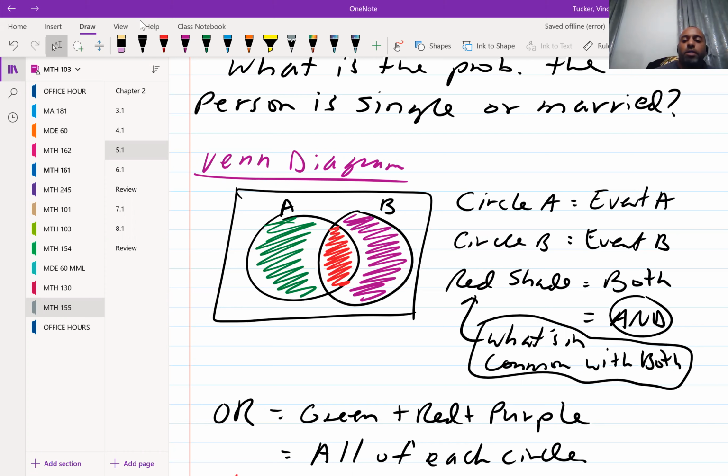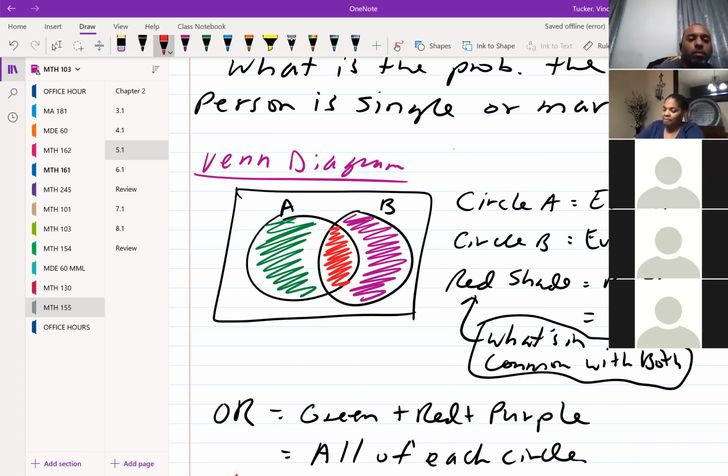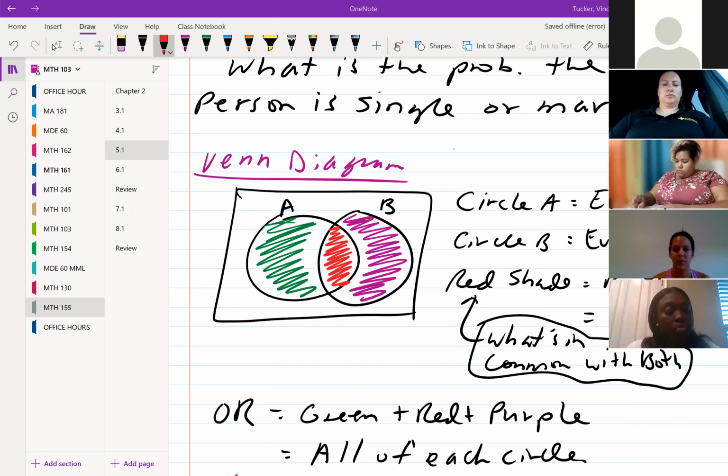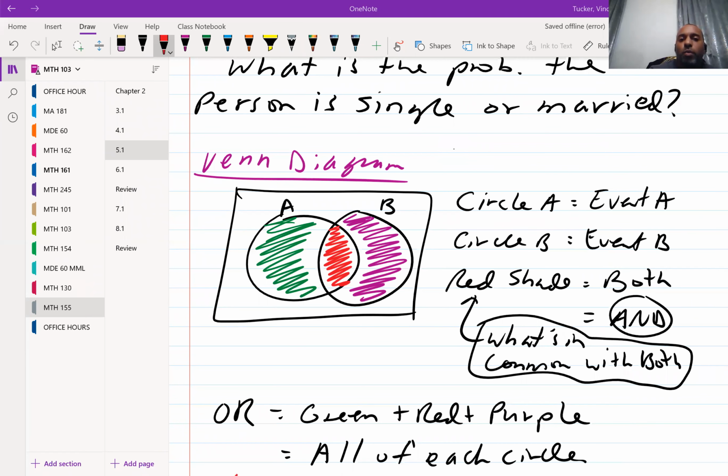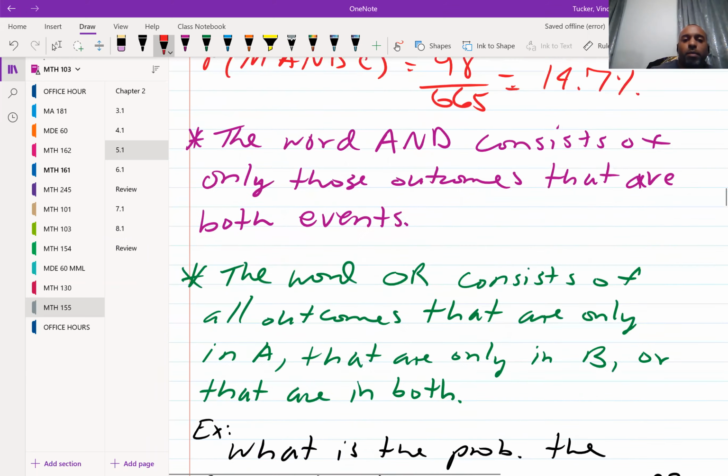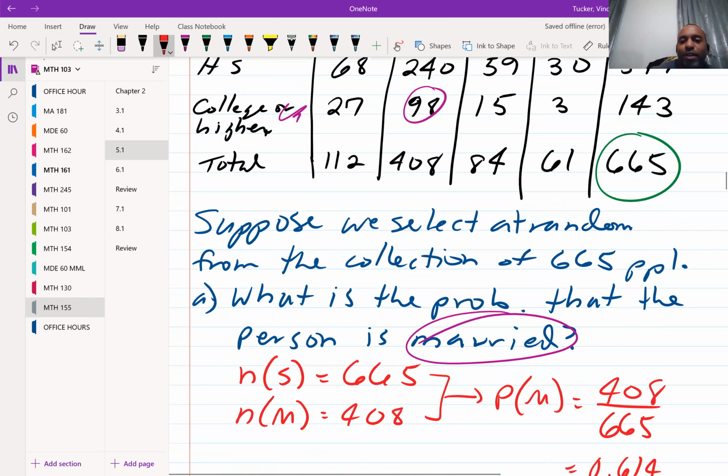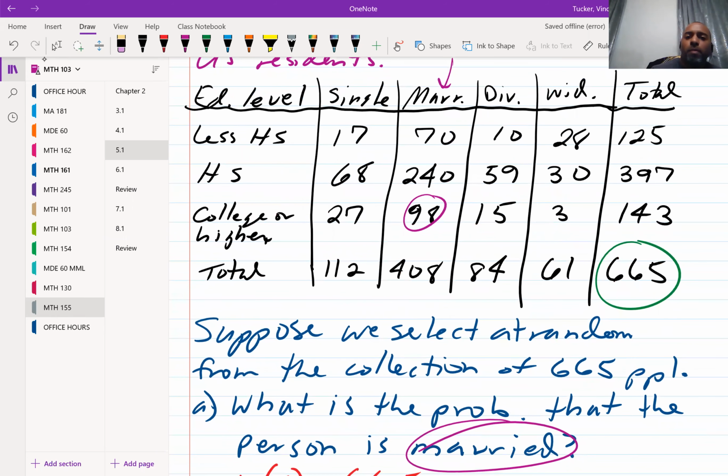All right, give you guys a chance. All right, so let's see how this works for us in the chart. We want single or married. So let's go up and see what pieces we need. I know you guys have it right in front of you, but I have to scroll up. So our single people right here, married people right here. You're talking single or married, so we should be adding up those columns.